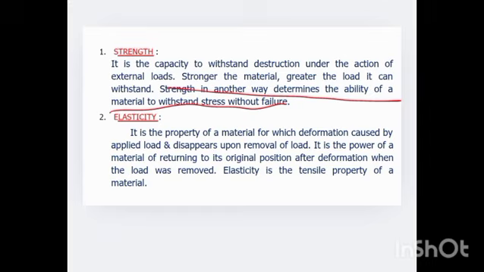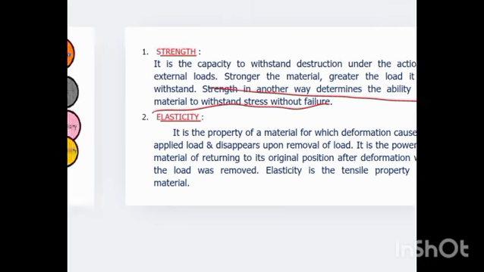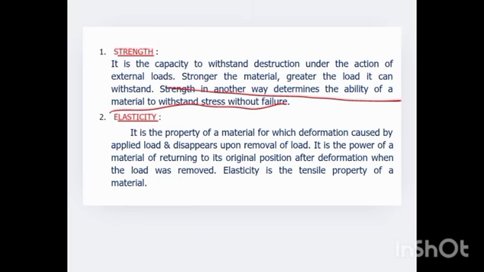Then elasticity. Elasticity is a property of a material by which it returns to its original shape after the removal of load. So, when a material is stretched or compressed and then comes back to its original position after the removal of load, that property is called elasticity. This elasticity is mainly present in springs, rubber bands, and structural components.